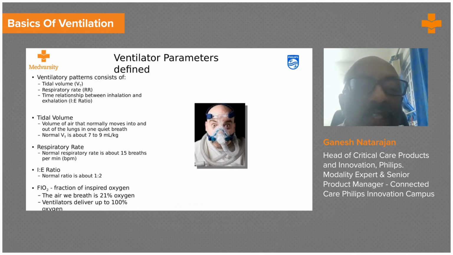Tidal volume, very simply, is the volume of gas in ml that normally moves in and out of the lungs in one breath. Actually, in the lungs in one breath. So the inspiratory tidal volume is the volume of gas that moves in. The expiratory tidal volume is the volume of gas that is then displaced out.